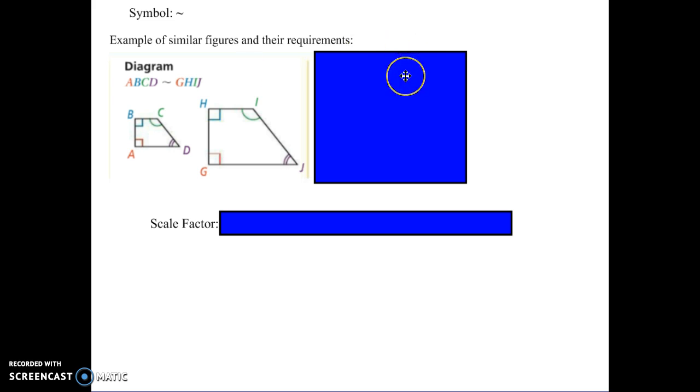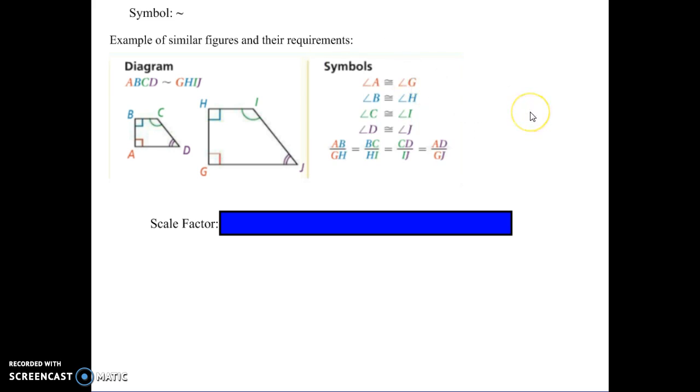So we know that these two figures are the same shape. And if we look, angle A and angle G are congruent. They both have right angle boxes. Angle B and angle H are congruent. They both have right angle boxes. Angle C and angle I are congruent. They both have an arc mark. And angle D and angle J are congruent because they both have a double arc mark. So that's showing us our congruent corresponding angle pairs.